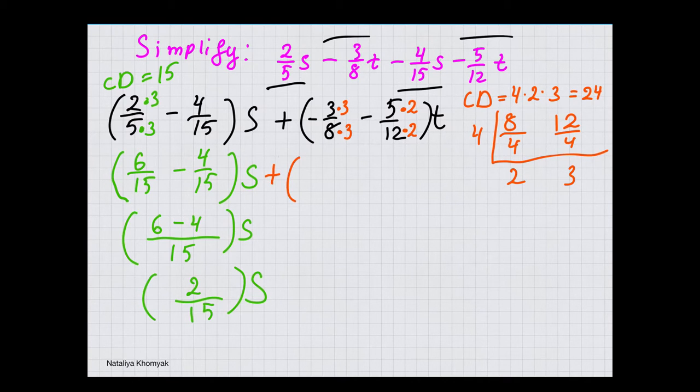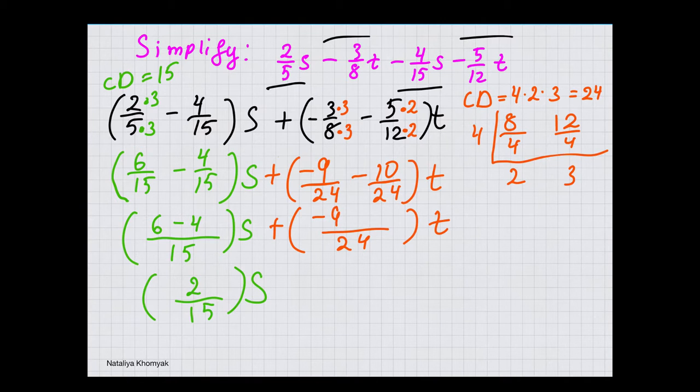So we have plus negative 3 times 3 is negative 9 out of 24, minus 5 times 2, negative 10 out of 24 of t, plus out of 24, negative 9, negative 10. So we have the same sign out of 24. We have the same sign, so we look for the sum of 9 and 10, which is 19, and the sum is negative. And on the last step, we simplify the signs.